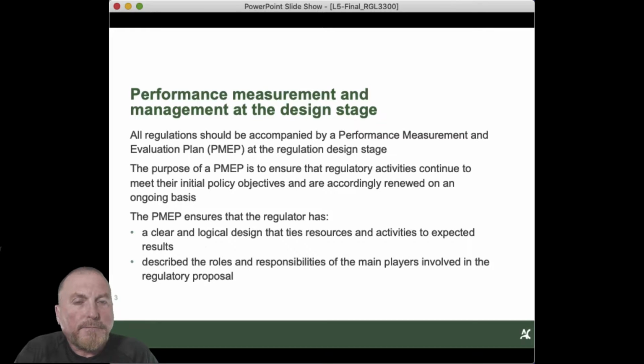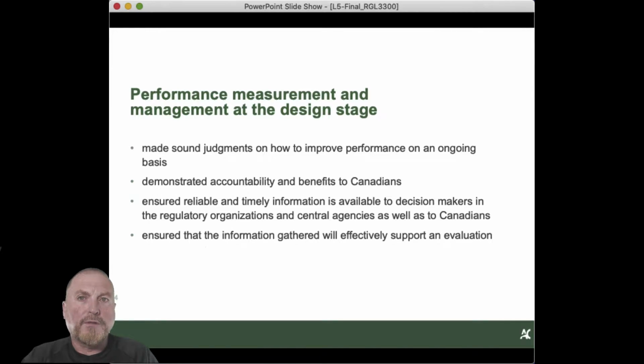Okay? So the purpose of a PMEP is to ensure that the regulatory activities continue to meet their initial policy objectives and accordingly are reviewed on an ongoing basis and renewed if necessary. So the PMEP ensures that the regulator has a clear and logical design that ties resources and activities to expected results, and describes the roles and responsibilities of the main players involved throughout the regulatory life cycle. This becomes a critically important thing. If you don't have it, it's not going to get approved.